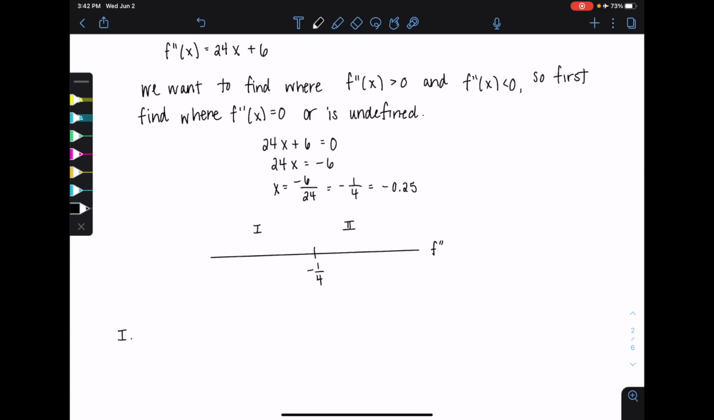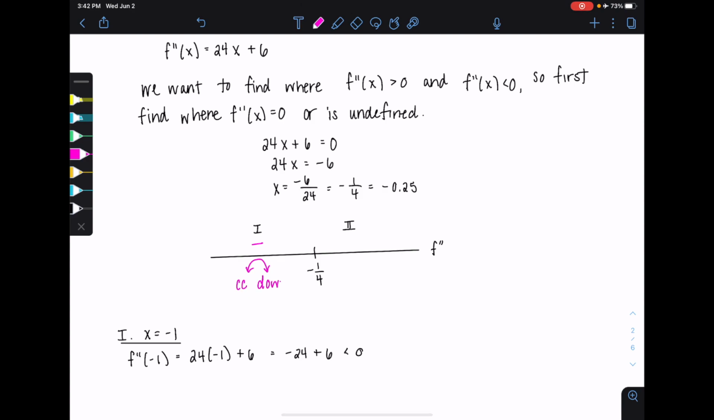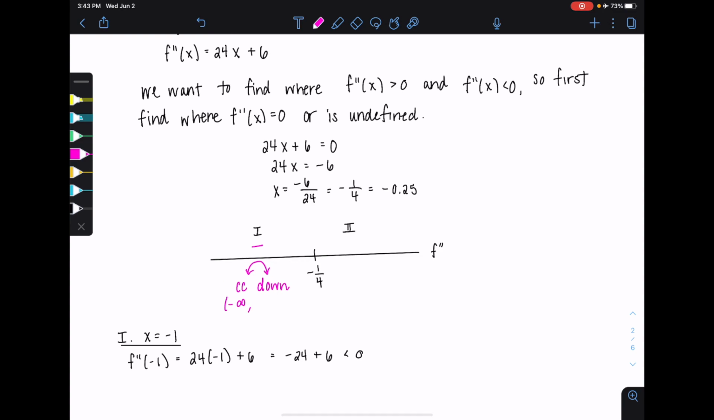So for our first interval, you can pick anything less than negative 1/4. I'll go ahead and pick negative 1. We're going to plug that into the second derivative. So that's 24 times negative 1 plus 6. So it's negative 24 plus 6. I don't care what this number is. I just definitely know it's negative. So my second derivative is negative on this interval. That tells me it's going to be curving down. So you can write concave down, and using CC to abbreviate it is perfectly fine. So on the interval from negative infinity up to negative 1/4, we are concave down.